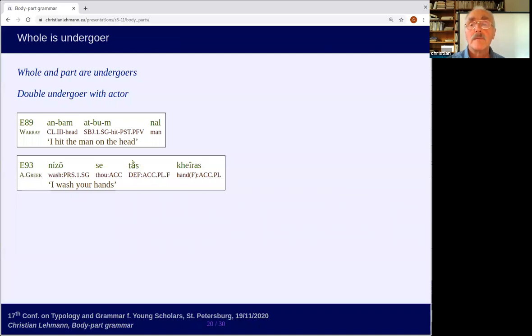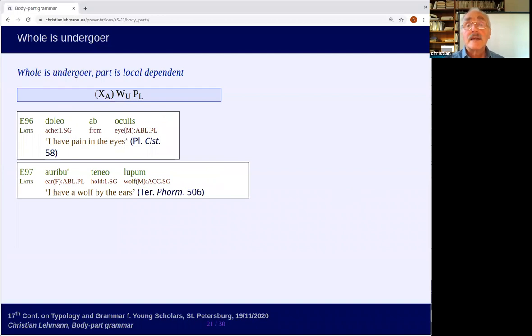A construction very similar to this one, illustrated by the next example, is found in ancient Greek. Nidzose tas cheiras: se is accusative, and tas cheiras is accusative too. This is an essentially synonymous variant of an example we saw before with the indirectus. However, here we apply a passivization test, and then the animate whole becomes a subject. So this is here the direct object, while the part remains in the accusativus respectus. So, with respect to the hands. The default situation in what appears to be a double object construction is probably that W is actually the direct object, while P is in some ill-defined secondary object function.